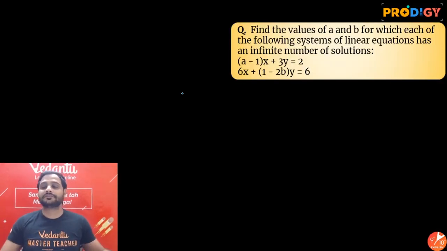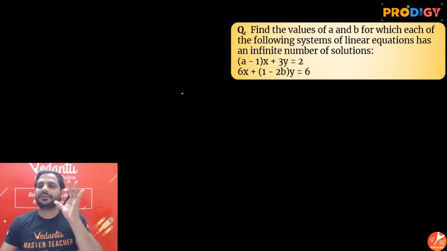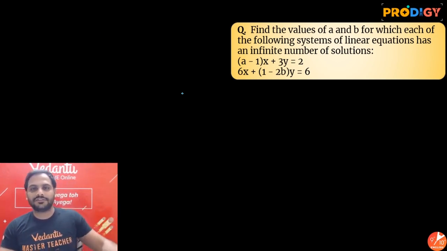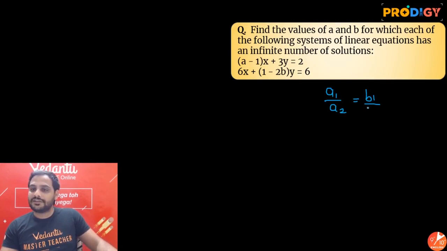Next question, find the values of a and b for which each of the following system of linear equations has infinite number of solution. So beta, we know for infinite solution we need a1 by a2 is equal to b1 by b2 is equal to c1 by c2, coincident lines, right? So let's look at that.